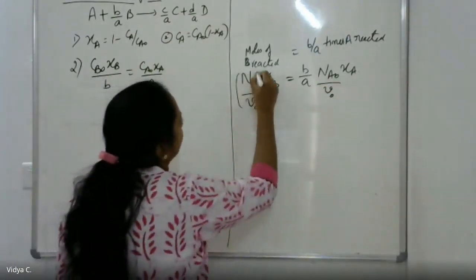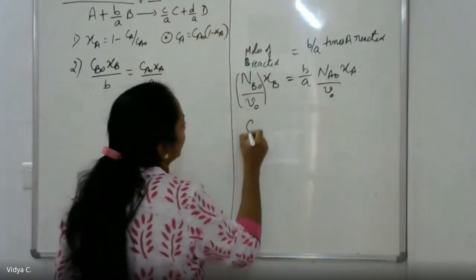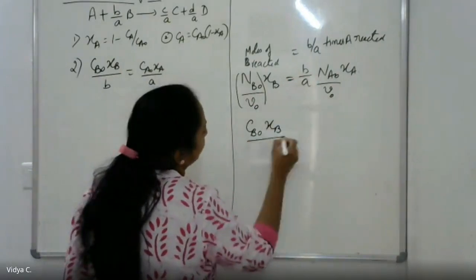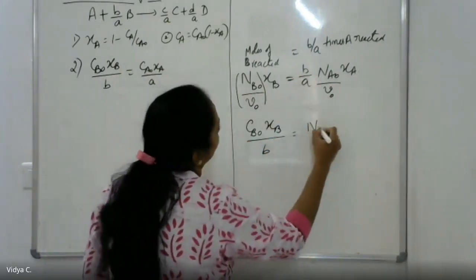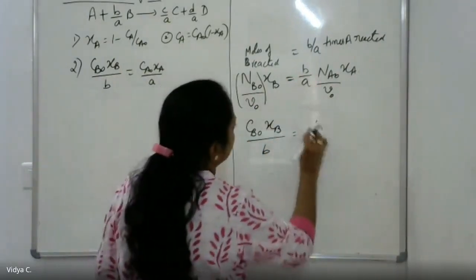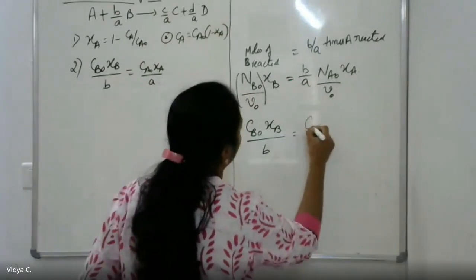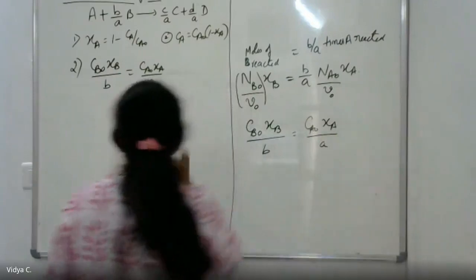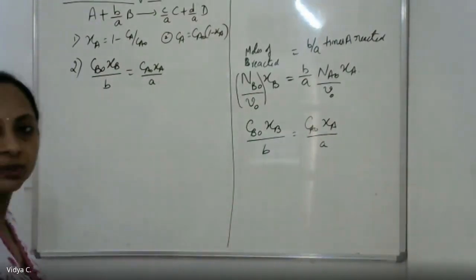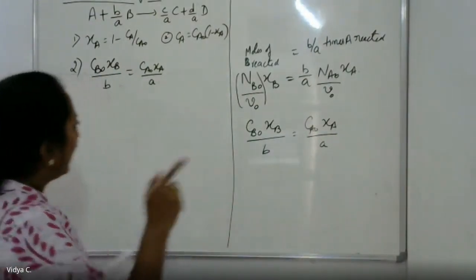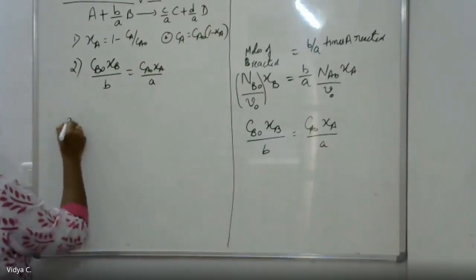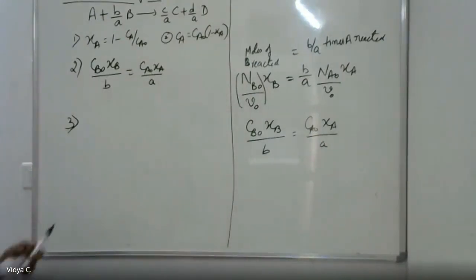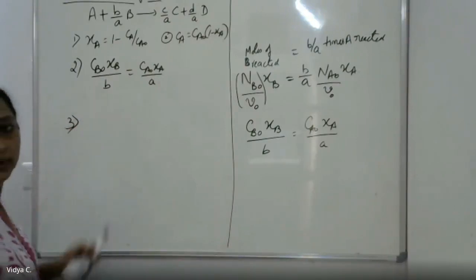So what do I get? NB naught by V naught is CB naught, CB naught into XB. I'll take this B to the denominator. B is equal to CA naught into XA by A. This is what I have written here, the formula. One more formula which you should remember, you have to remember this for solving the sums.